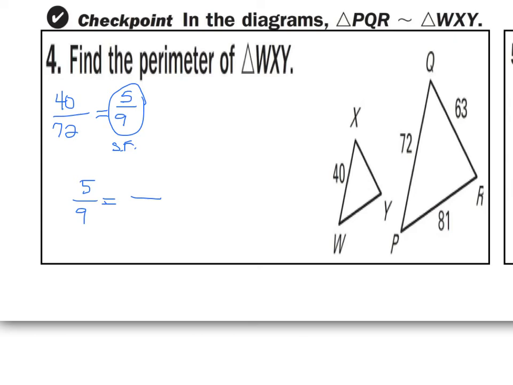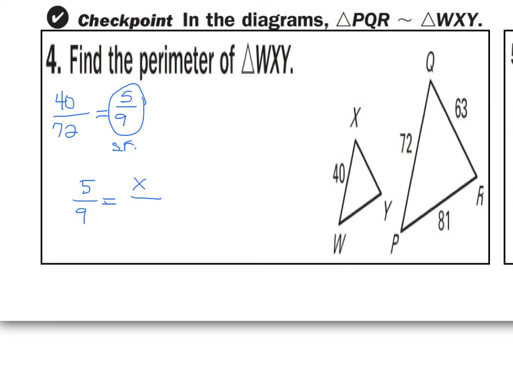Okay, so again, my scale factor, 5/9, is going to be equal to my ratio of my perimeters. Now, can I figure out the perimeter of the small shape? No, I can't. I only know one side. So I've got small on top. I'm going to make that my x. I don't know the perimeter of the small shape. I do know, though, the perimeter of the large shape.